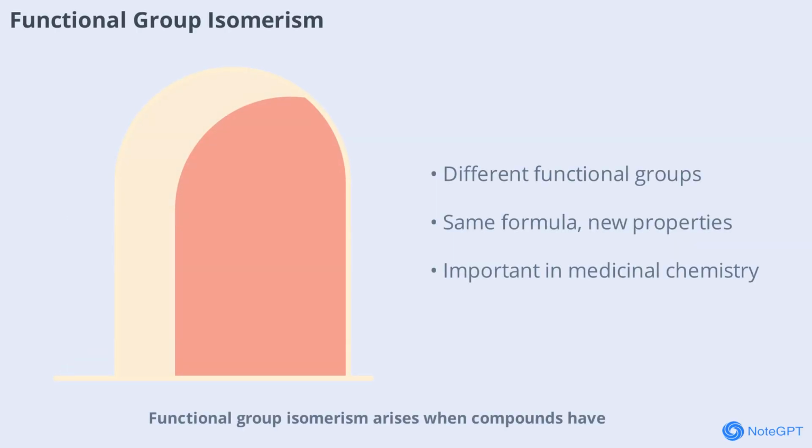Functional group isomerism arises when compounds have the same molecular formula but different functional groups. For instance, ethanol, an alcohol, and dimethyl ether, an ether, both have the formula C2H6O, yet their properties and uses are vastly different. This type of isomerism highlights how the arrangement of atoms into different functional groups can create entirely new substances. Functional group isomerism is crucial in both organic and medicinal chemistry, as it explains why molecules with the same atoms can have completely different effects.